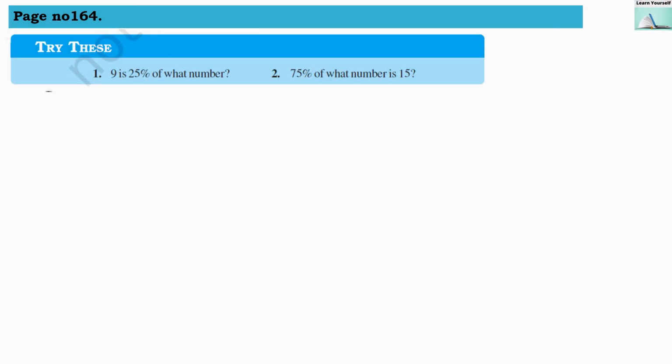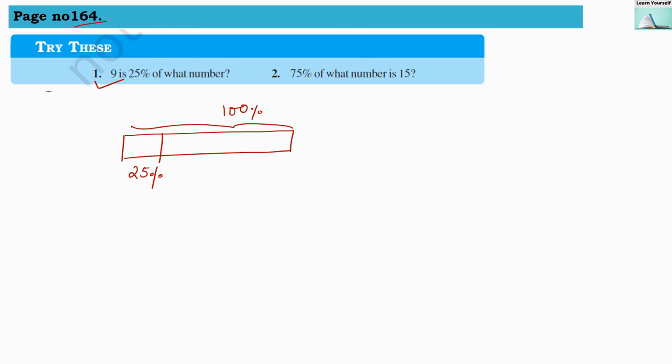Try these sums from page number 164. First question is 9 is 25% of what number? So we have 25%. Let us understand the numerical first: if this whole quantity is 100%, and this quantity is 25%, then this represents number 9. Then what will be the whole quantity? That is, what will be the 100% quantity if the 25% quantity is number 9? So of what number is 25% equal to 9?